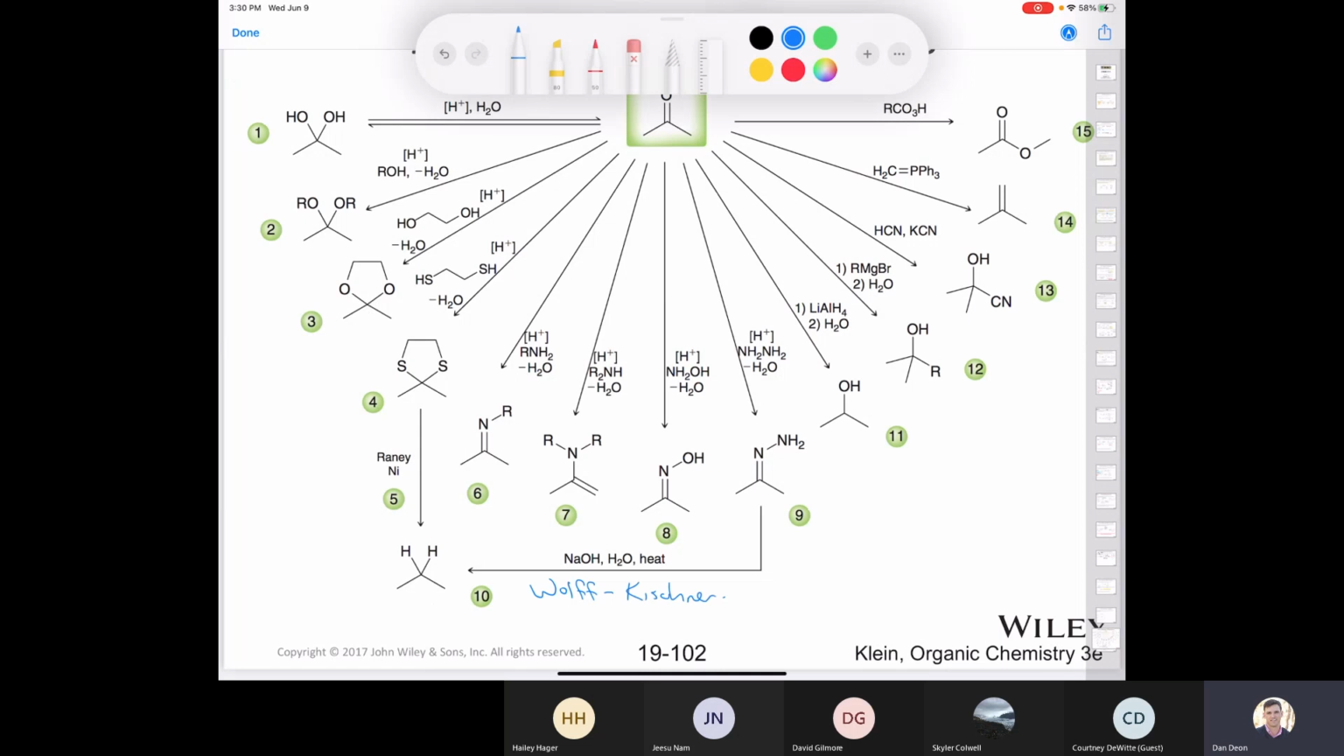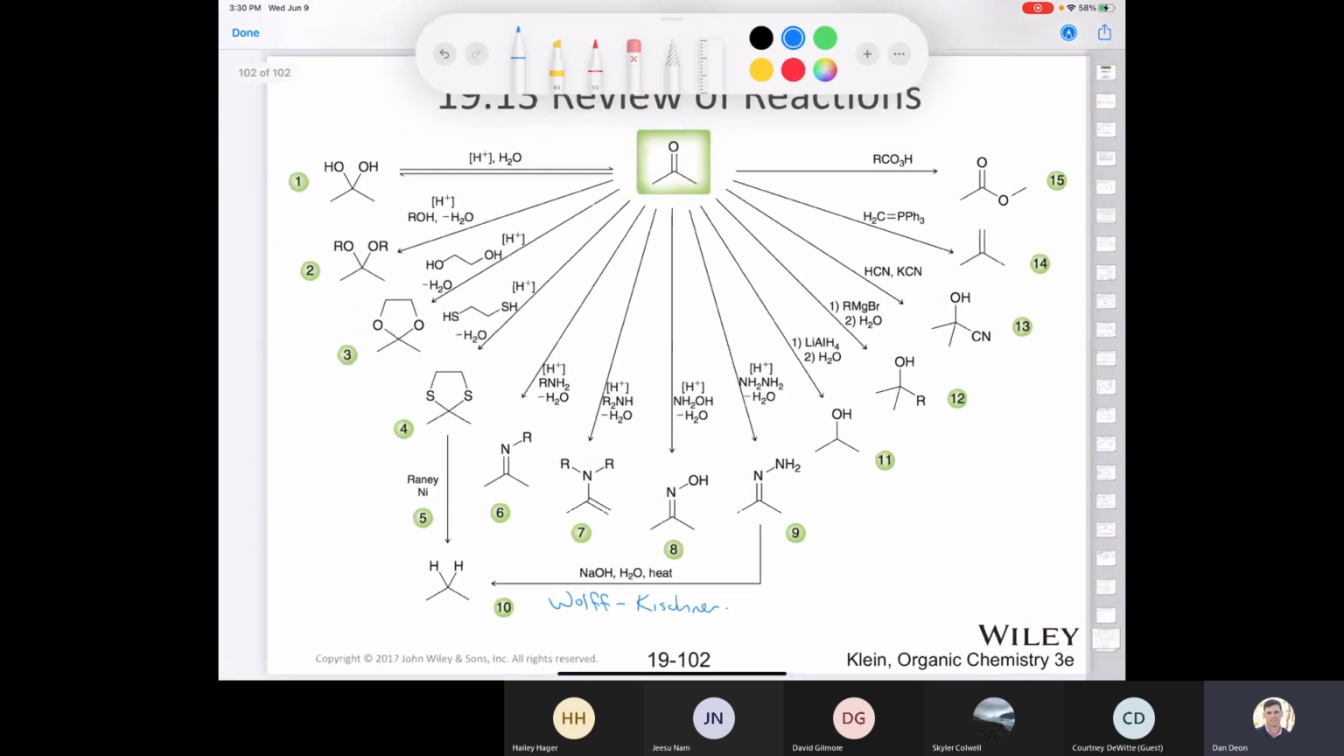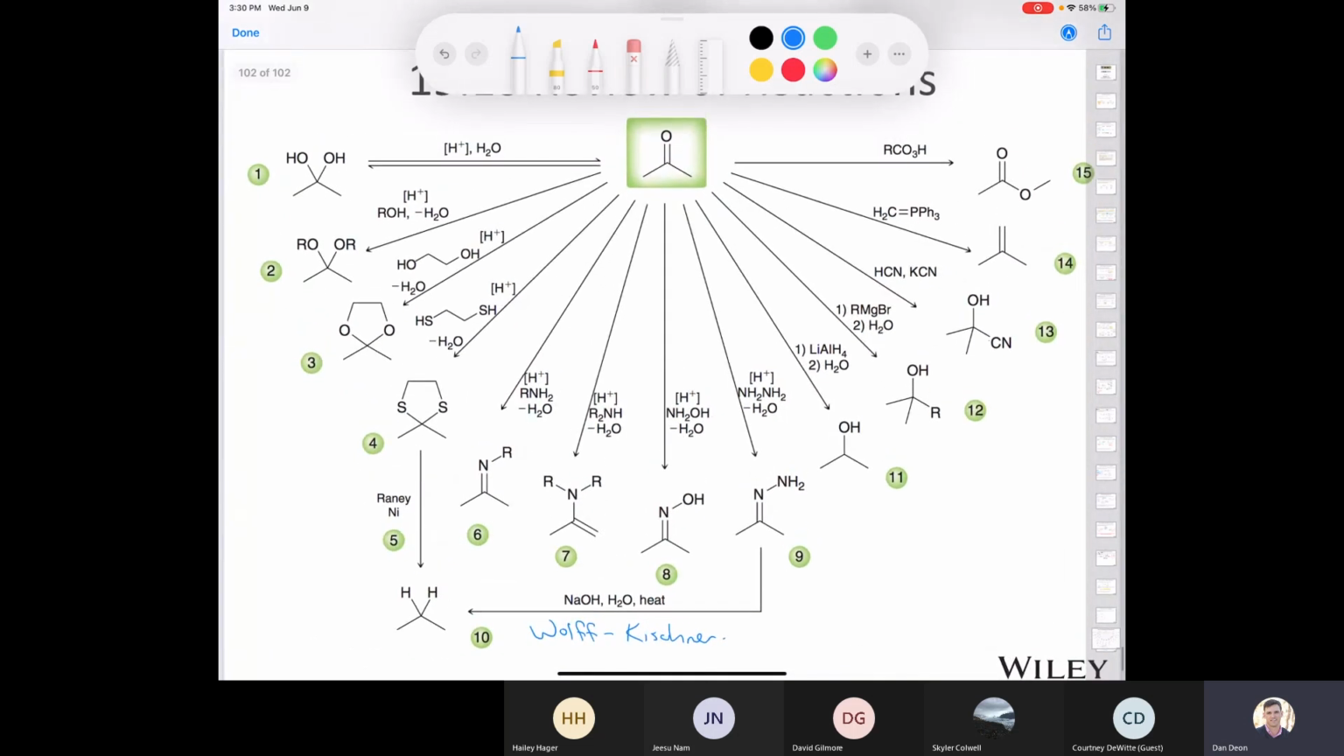Wolff-Kishner, I hope I'm spelling that right. Anyhow, which is the reduction of the hydrazone to an alkane. So there's a lot of new chemistry in here. It's a lot of great chemistry, really powerful chemistry, but there's a lot of new chemistry. And I'm not telling you this to try to intimidate you or anything like that. I don't believe in that kind of thing.